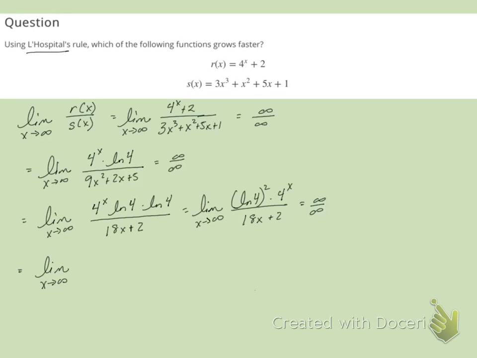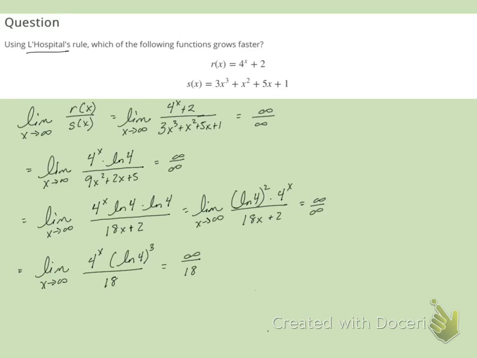And when we do that, hopefully you see a pattern here. The derivative of 4 to the x is 4 to the x ln of 4. So now I've got ln of 4 cubed. And the derivative of the denominator is 18. So now we can see that when we substitute in infinity, we're getting infinity over 18.